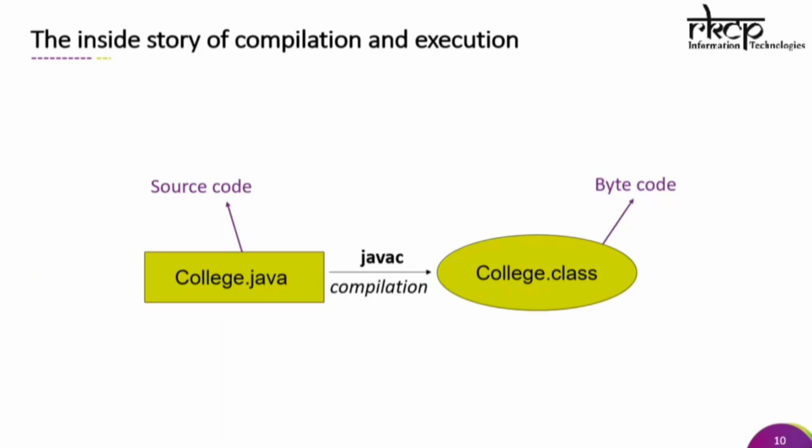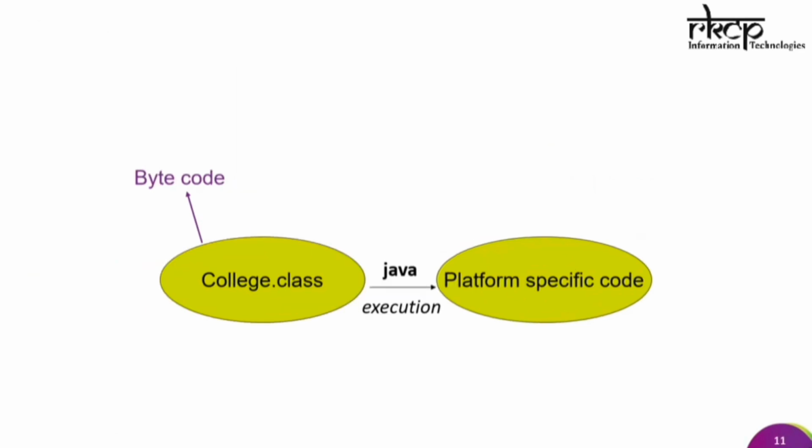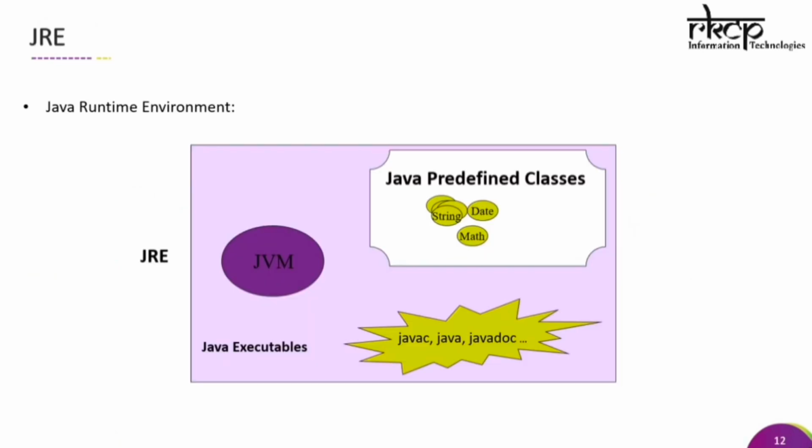Finally, if I try to explain this entire story: you had college.java, which was your source code. After compilation, you get a .class file. This .class file is your bytecode. After that, you take this bytecode and, based on the Java interpreter, you execute it. After execution, you get your result. So this was the overall story which you learned.